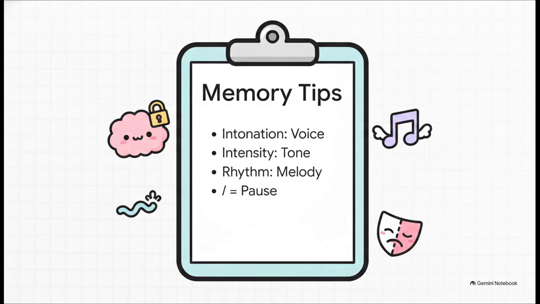First up, a quick cheat sheet for our memory tips. Lock these exact definitions into your brain right now, because this is the absolute foundation of organizing your speech choir. Remember, intonation is your rising and falling voice. Intensity equals tone. Rhythm is your melody. Interpretation is all about emotion. And don't forget those slash marks for your short and long pauses.